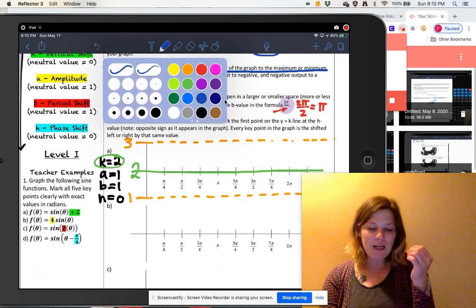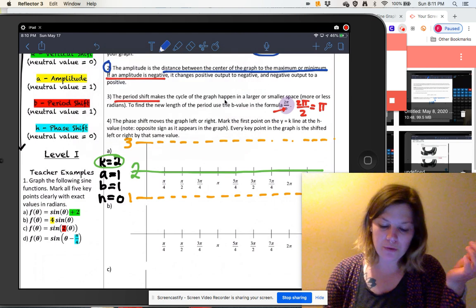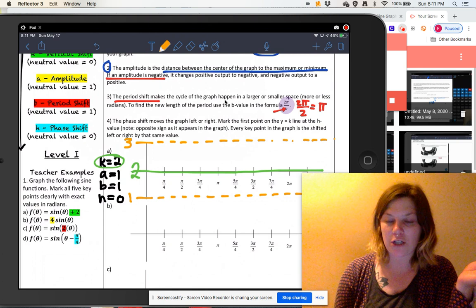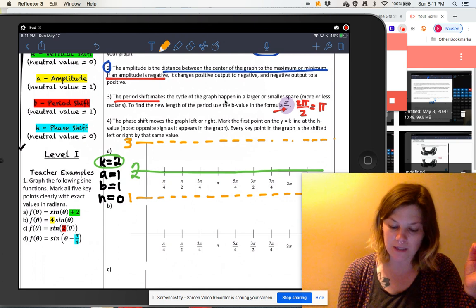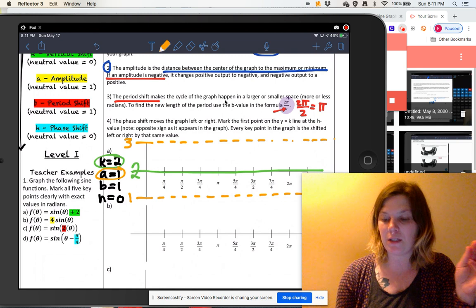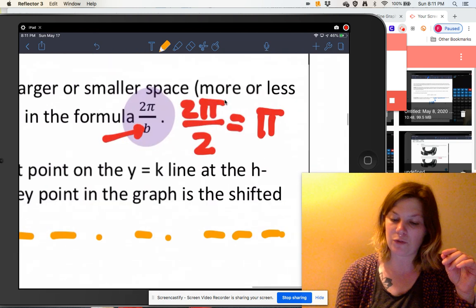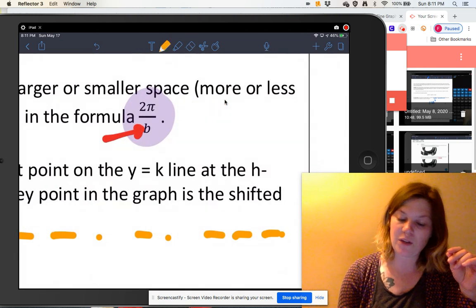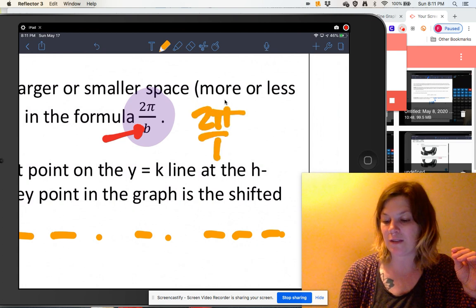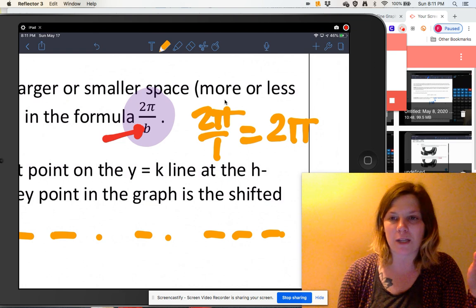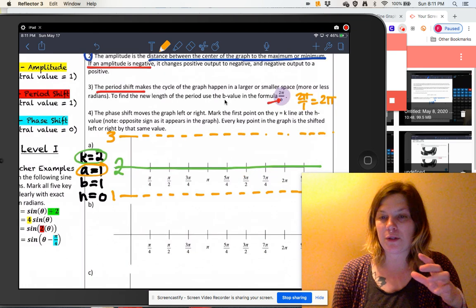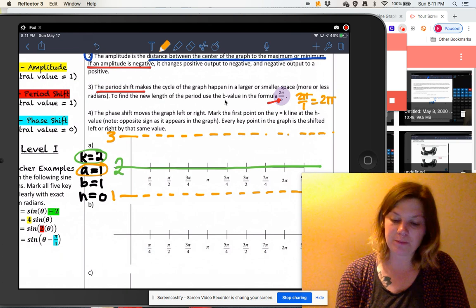All right, and then we have an H value of 0, and that means nothing has changed, so we don't need to worry about that. And with a B value of 1, that means our period is going to be, we could look over here and use the formula. We can say if our B value is 1, it's going to be 2 pi over 1, which is just 2 pi. So it's like a normal circle. We don't have to make any changes there.